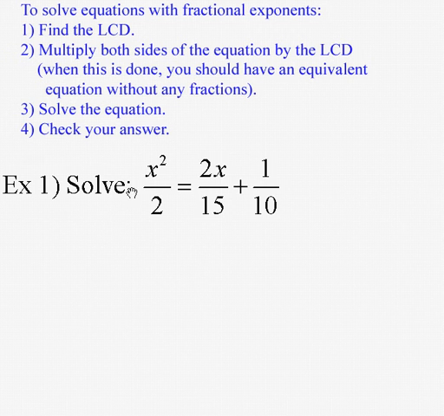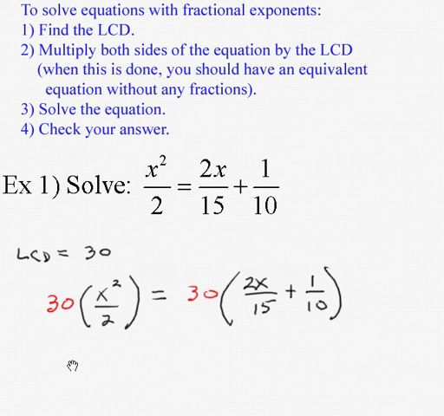So here's our equation. x squared over 2 equals 2x over 15 plus 1 over 10. To find the LCD between 2, 15, which is 3 times 5, and 10, which is 2 times 5, it's going to be 30. So what we want to do is to take the entire equation and multiply it by 30. So 2 and 30 cross reduce or divide to give us 15x squared. 30 times 2x over 15, the 30 and the 15 divide to 2 times 2x, which is 4x, and 1/10 of 30 is 3.